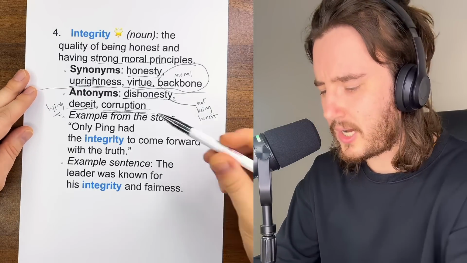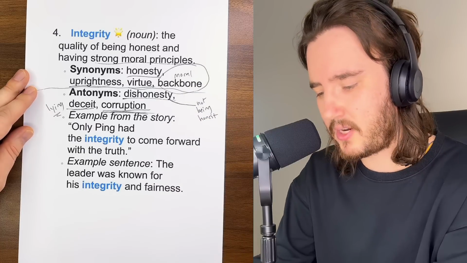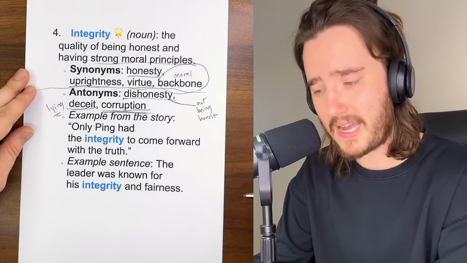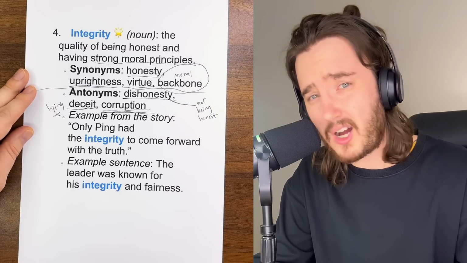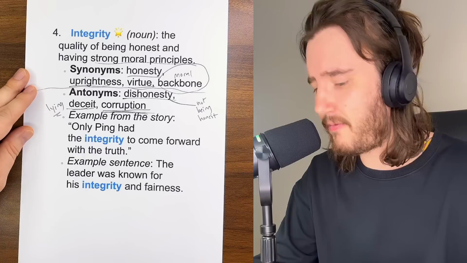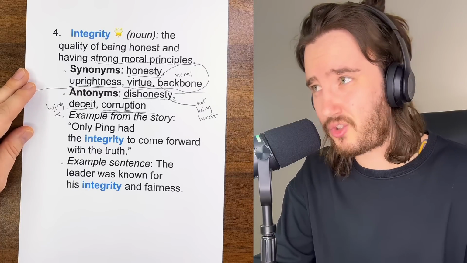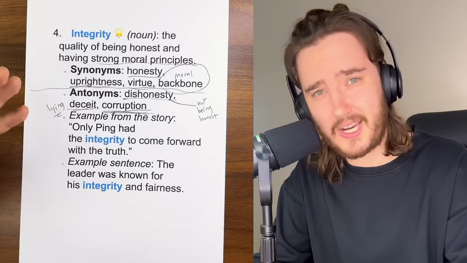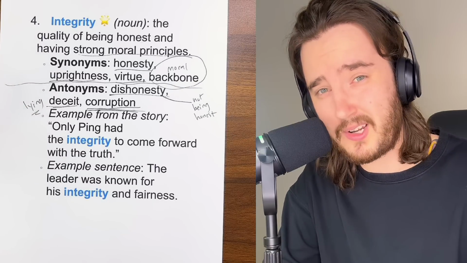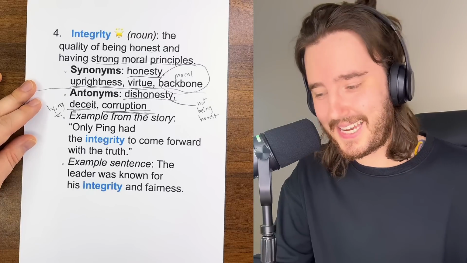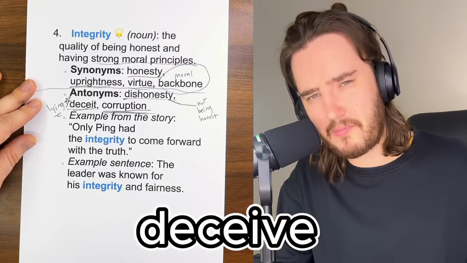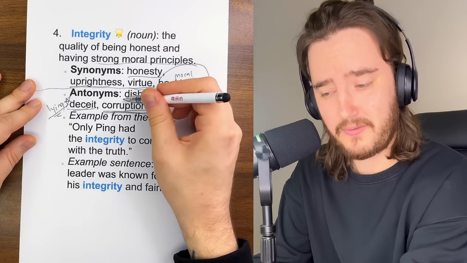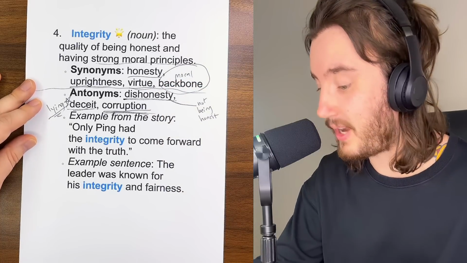In the story, we saw only Ping had the integrity to come forward with the truth. So, Ping was the only one with a moral backbone. He was the only one who was honest with the emperor. He came forward and he said, hey, you know what? Actually, I couldn't grow anything, and this is the result of my year. I tried my best, and unfortunately, nothing happened. All of the other kids tried to deceive the emperor. They tried to lie to the emperor. They were full of dishonesty, we could also say. They were not telling the truth.